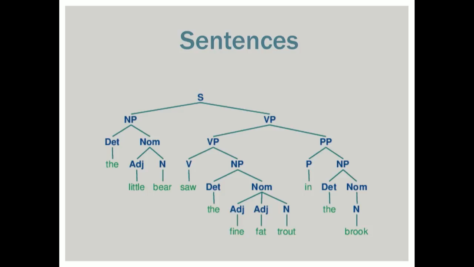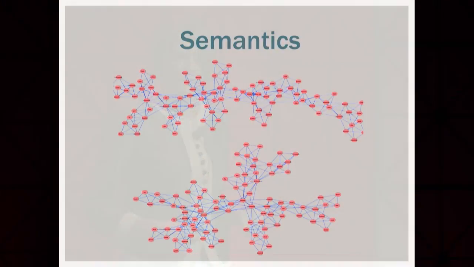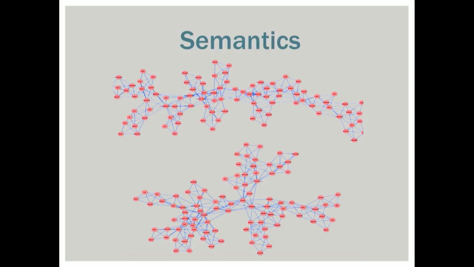Where? In the river. Oh, darn. That ruined that. Okay, but you know that sentences are used to convey where things are, what an actor is, and what action they're conveying. And you know that language has meaning. It has semantics, and those semantics have relationships. But so we have words, sentences, and semantics.